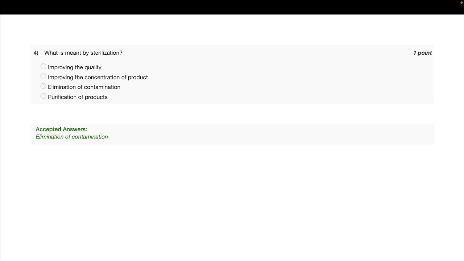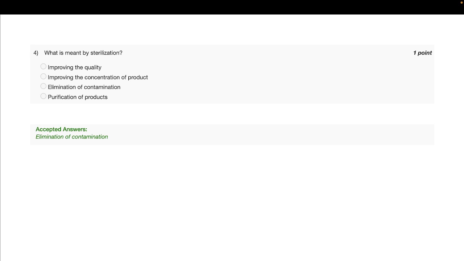The correct option is elimination of contamination. Sterilization is nothing but a process where you try to eliminate any living form which might be present in your drug formulation. This will eradicate all your viruses, all your bacteria or any spores of the bacteria, etc. So sterilization is essentially done to remove any contamination which might be there.